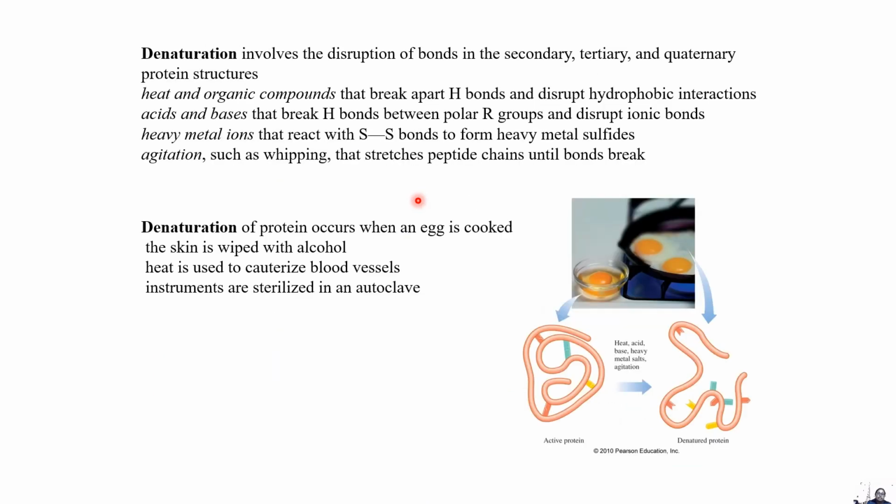Now, denaturation involves the disruption of the secondary, tertiary, and quaternary protein structures. Heat and organic compounds break apart hydrogen bonds and disrupt hydrophobic interactions; acids and bases break hydrogen bonds between polar R groups and disrupt ionic bonds; heavy metal ions break S-S bonds to form heavy metal sulfides; and agitation, such as whipping, stretches peptide chains until bond breakage. Denaturation can be seen when an egg is boiled, when the skin is wiped with alcohol, and when heat is used to cauterize blood vessels and to sterilize instruments in the autoclave.